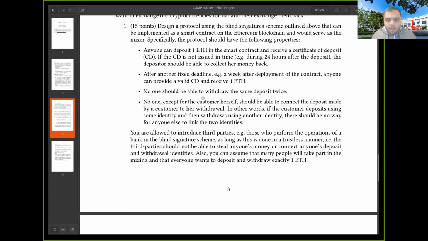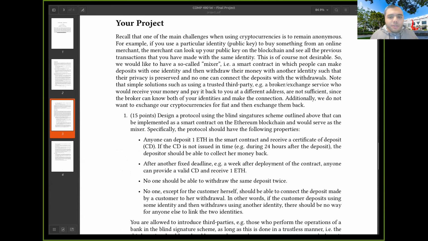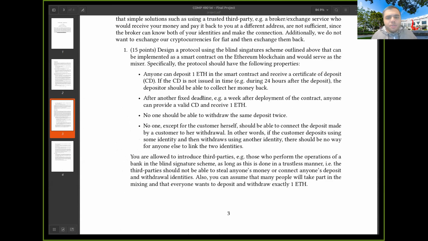So what this means in practice is that you have to pay some money for the mixing service. So if you deposit 1 Ether, you will probably not receive 1 Ether on the other side. You will probably receive a little bit less, but that's fine. So it's fine if every person has to pay some small amount of deposit.